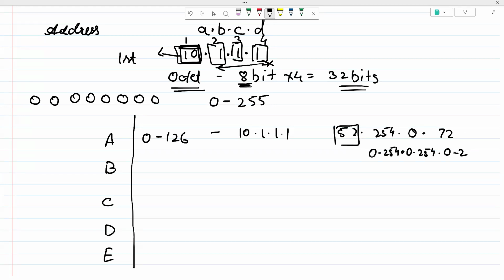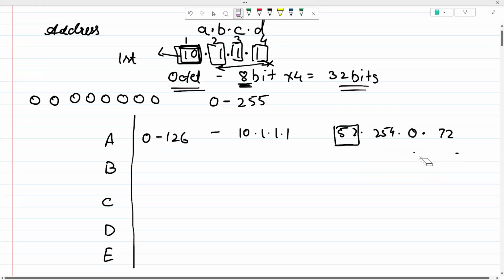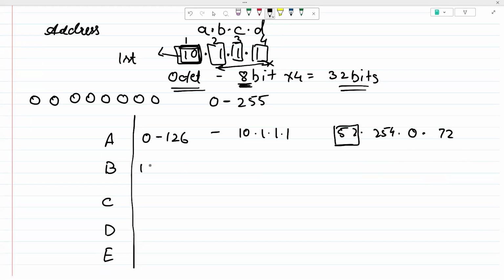But as I said, we are not considering these octets to find out which class they belong to. We are only considering the first octet. In the first octet, if the number is between 0 and 126, it is called a class A IP address. Then class B IP address starts from 128 till 191.